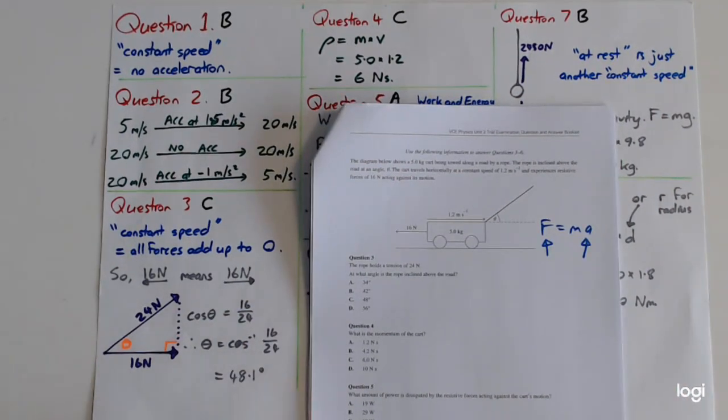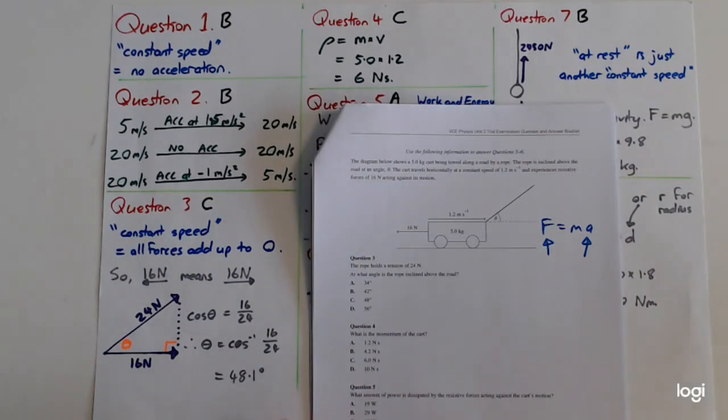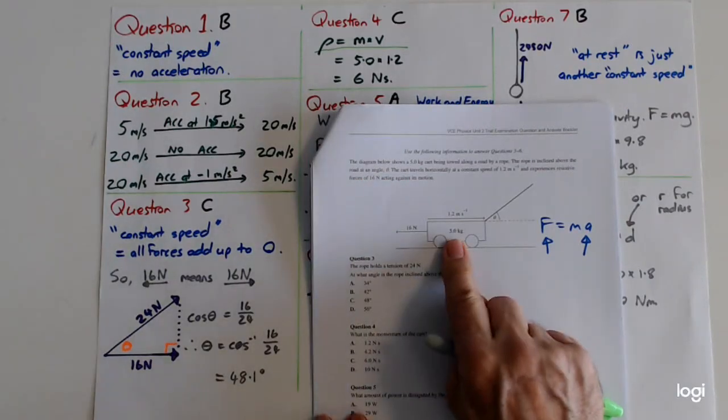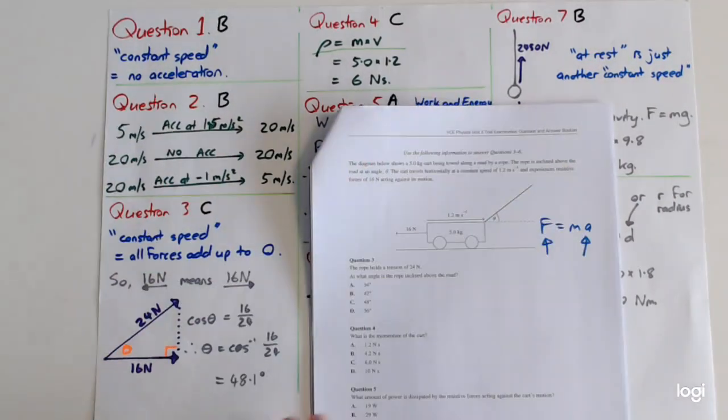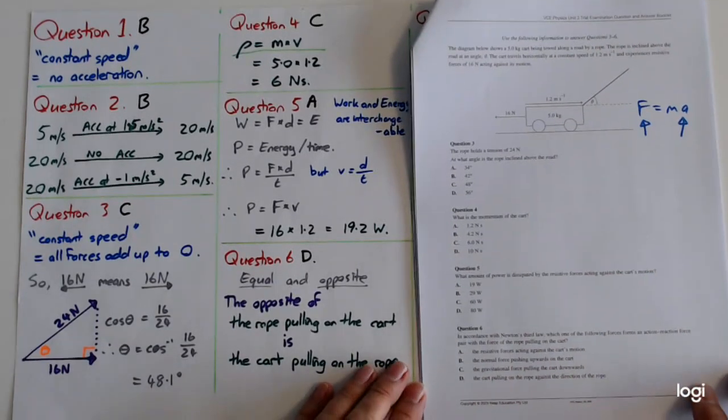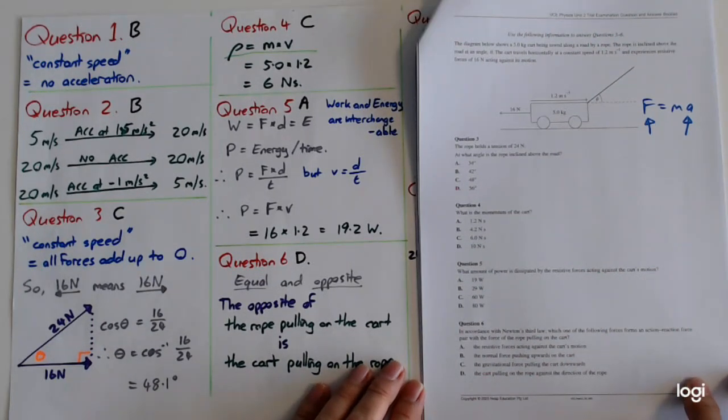Question 4 is really easy. What's the momentum of the cart? If you know the formula, you've got this in seconds. That's the formula. Momentum is mass times velocity, 5 times 1.26. Easy. Not even going to worry about that. Question 5. The answer is A.